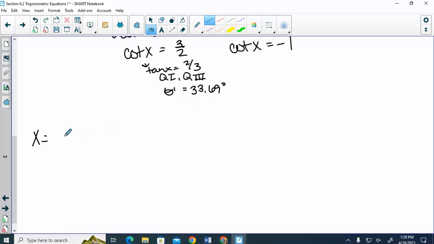So, in quadrant 1, the angle and the reference angle are the same. How do I put this in quadrant 3? Add 180. So you get 213.69 degrees.